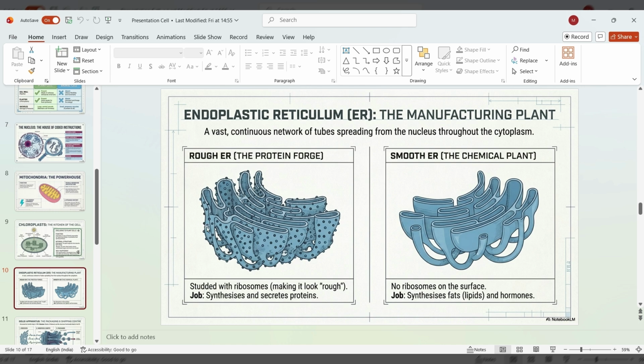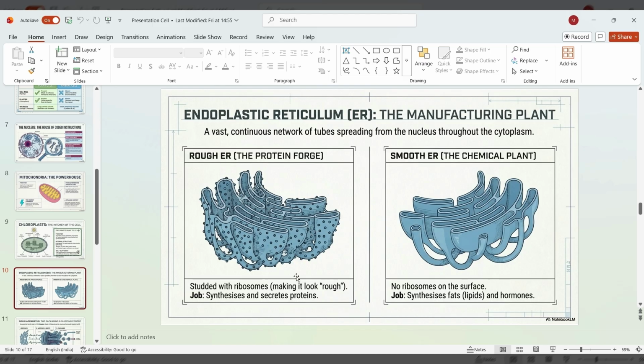Why is it rough? Because on the surface there are certain structural components, you can see these are the ribosomes responsible for protein synthesis, and smooth ER does not contain this kind of ribosomes. That is why its surface is smooth and the other surface is rough.